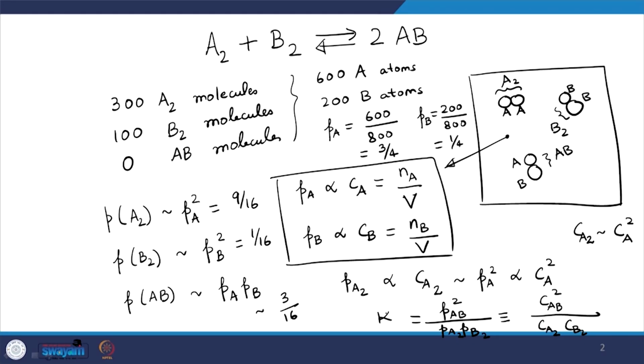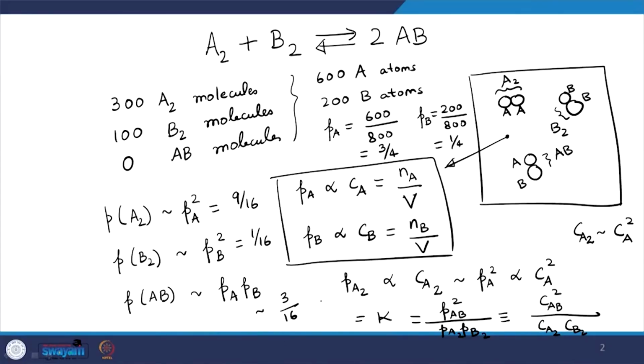we have already found the equilibrium constant without even having to resort to anything else than the idea of probability, and this is going to be 3 by 16 squared divided by 9 by 16 into 1 by 16, and you can see from here it is going to be equal to 1. So, we can say K is equal to 1 for this particular system, right.